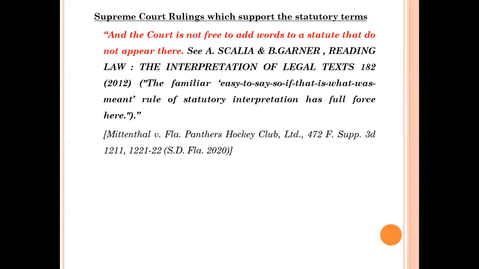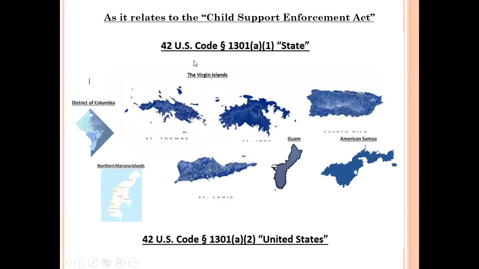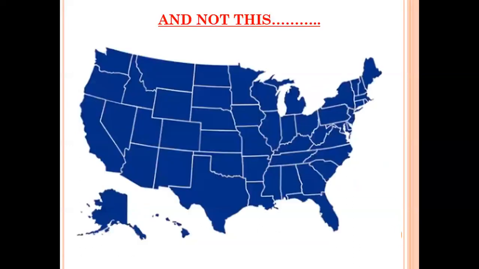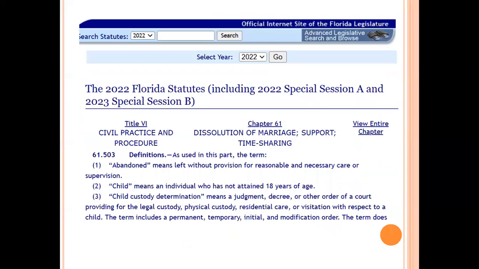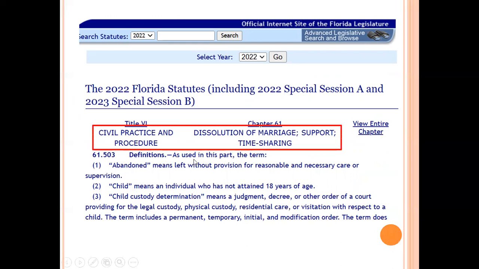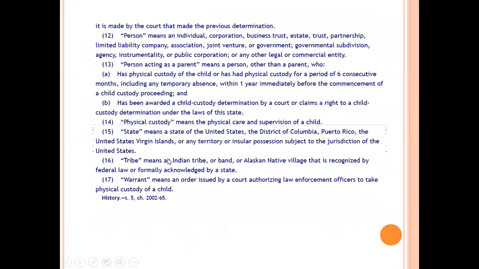Boom. Okay, so right here, as it relates to the Child Support Enforcement Act, 42 U.S. Code 1301(a)(1) state, 42 U.S. Code 1301(a)(2) United States. These terms are being utilized within said Child Support Enforcement Act. And not this. Okay, so let's take a look at Florida. Let's make sure that we're all on the same path here. We're going to use Florida as an example.